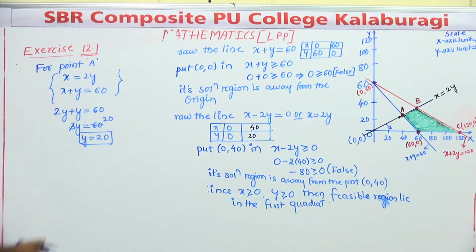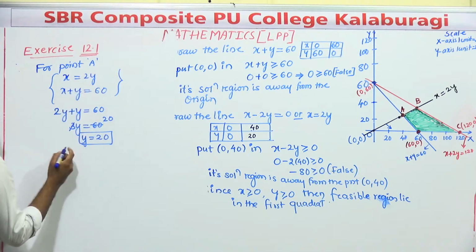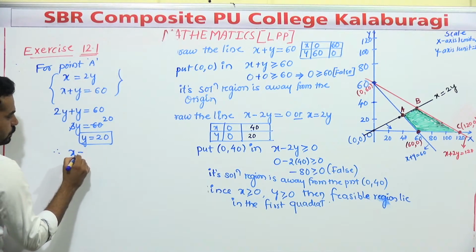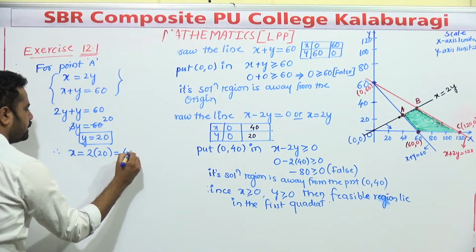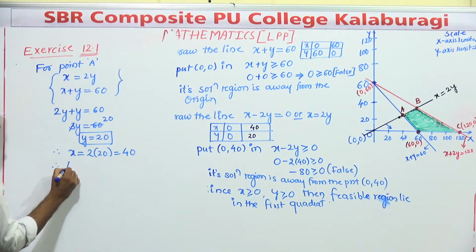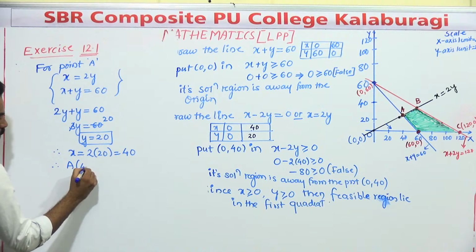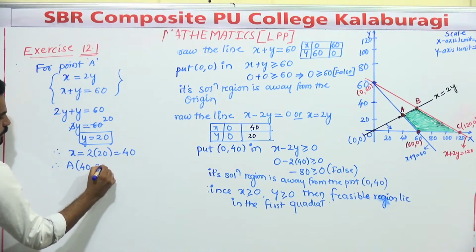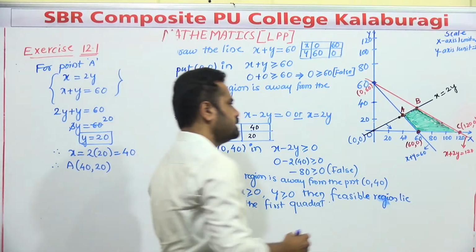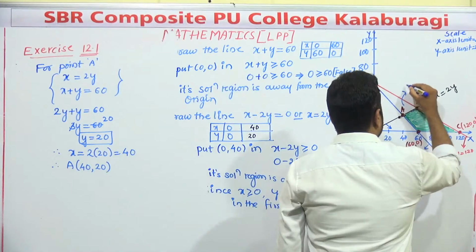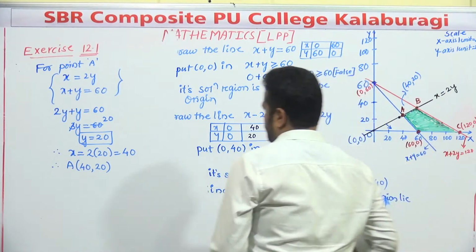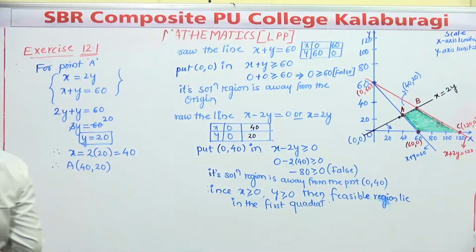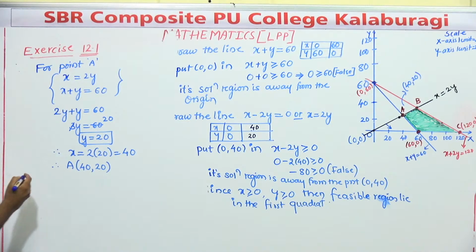After getting the y value, substitute this in equation 1. Therefore x is equal to 2 into 20. This is 40. Therefore the coordinates of A are 40, 20. Okay, now we got the point A. Still, what do we want? We want the point B.